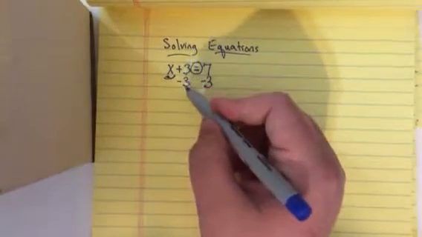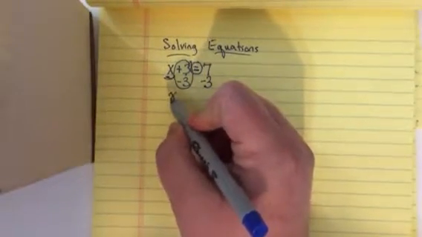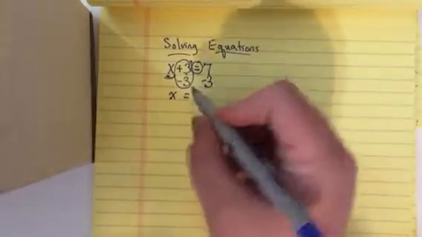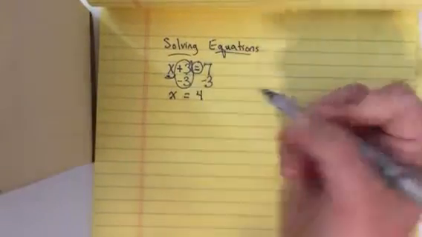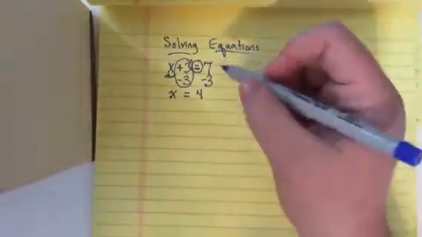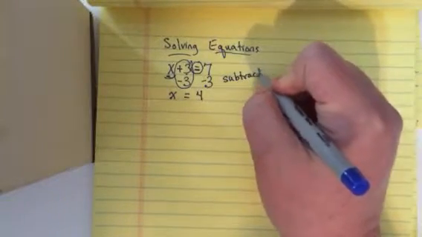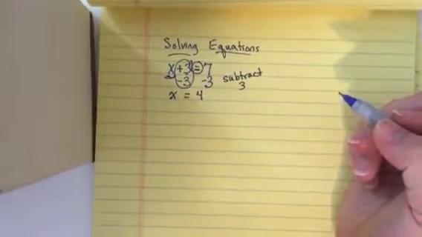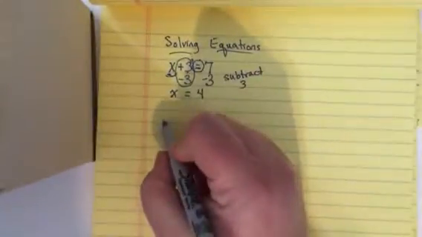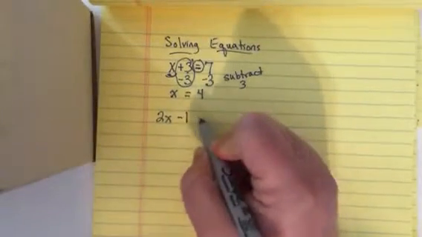When I do x plus 3 minus 3, this right here equals 0. So I'm left with x on this side of the equal sign. Here I have 7 minus 3, which is going to leave me with 4. Okay, so what step did I take to solve this equation? I subtracted 3 from both sides.